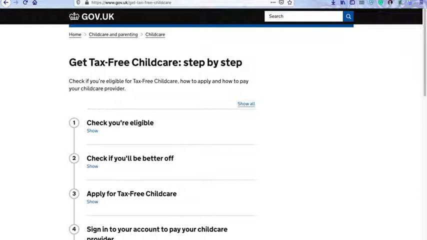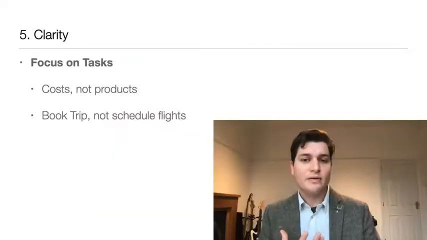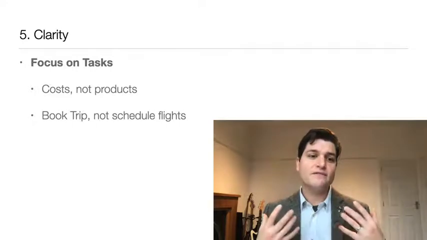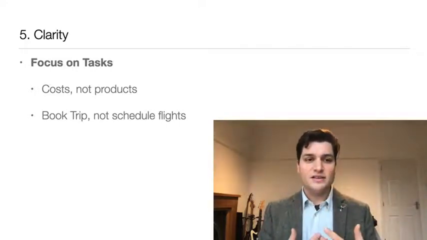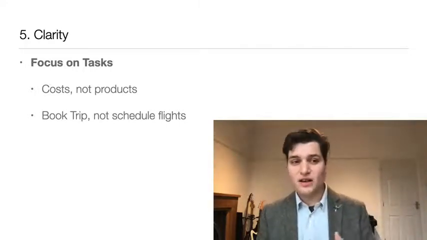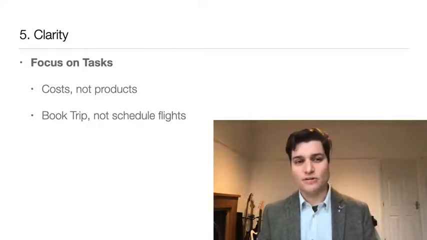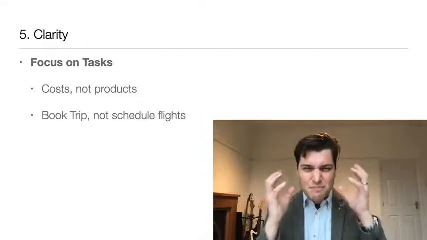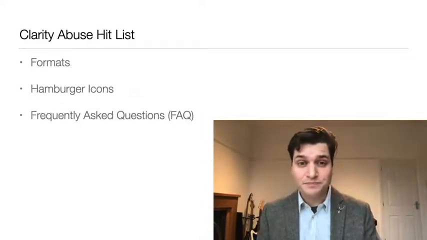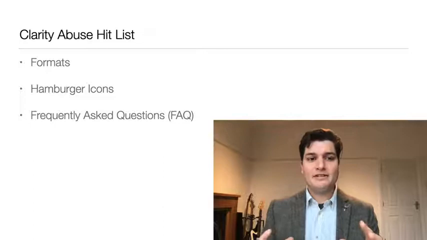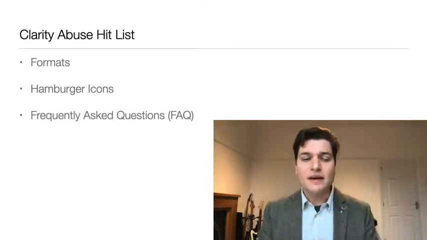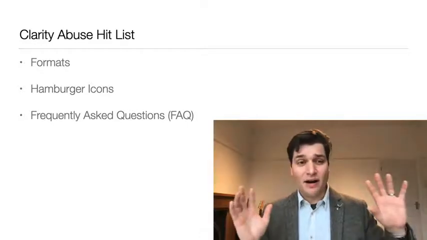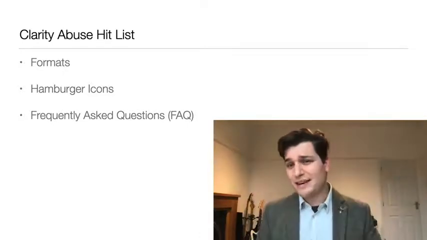Now, with that, it will make things clearer, but how can we think about clarity itself? Now, clarity in navigation is focusing on tasks. So you think about cost, not products, or book a trip, not schedule a flight. So you think about what's the really big picture, what we're trying to think about. Now, clarity is killed by these things like formatting, hamburger icons, and frequently asked questions. Now, I'm going to go into two of these in a big way.